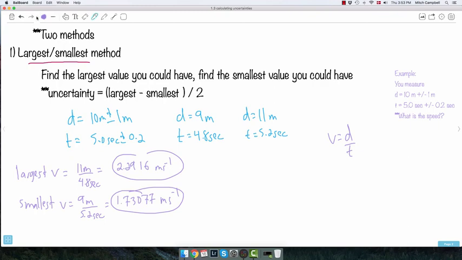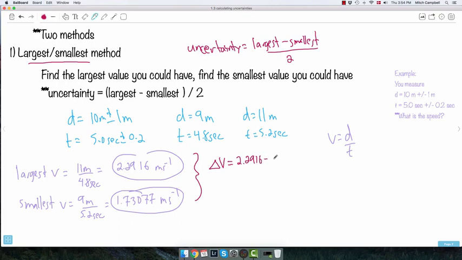That's where I use this sort of magic equation here. This equation I need to use is this, right? The uncertainty is going to be the largest minus the smallest, and it's going to be half of that. So in this case right here then, the uncertainty, and I'm going to write it as delta because that's what we use. We use delta V in this case here, uncertainty on the speed. Delta V in this case here is going to be the largest, which is 2.2916, minus the smallest, which is 1.73077. You can use lots of decimals if you want, doesn't matter. All that divided by 2.